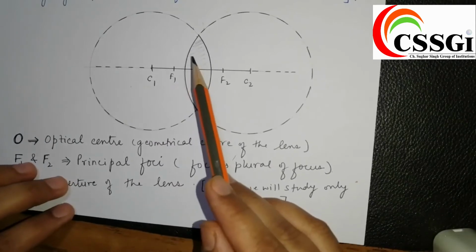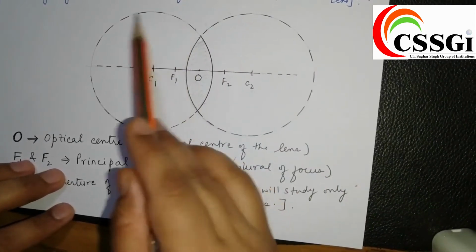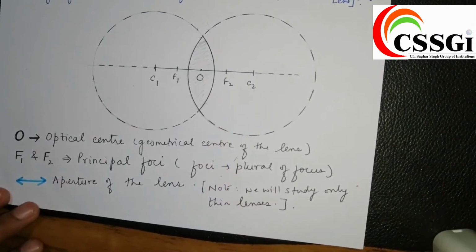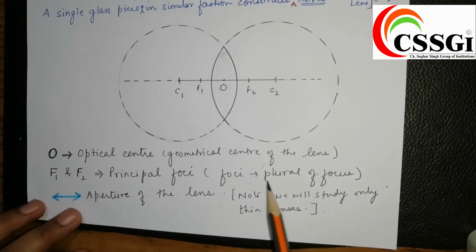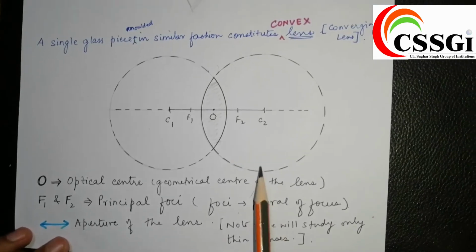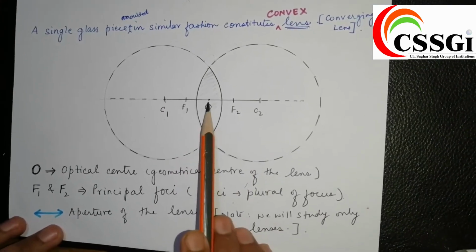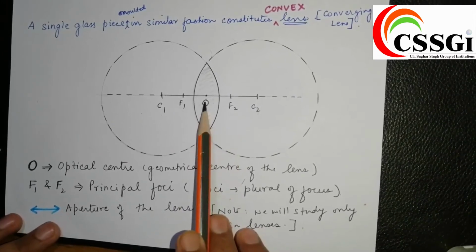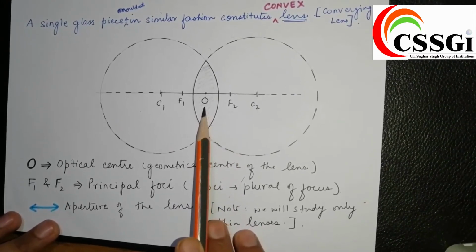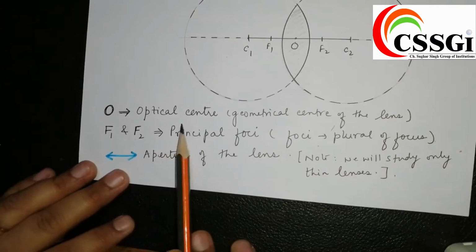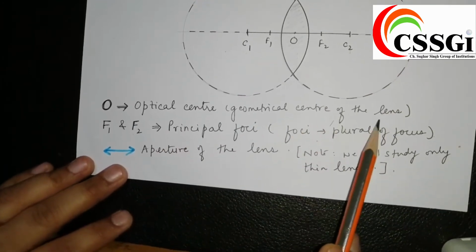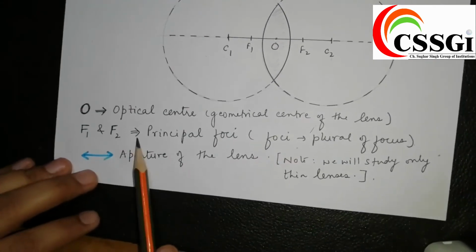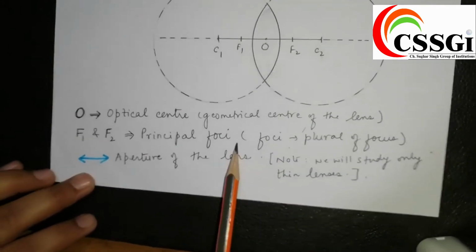But in case of lenses, there is an involvement of two spheres, so we have two principal foci. Principal foci is the plural of focus. Okay, so here there is another point to mark. The midpoint of F1 and F2 is called optical center and it is denoted by O. So optical center is the geometrical center of the lens. This is the midpoint of the lens. F1 and F2 are the principal foci as I told you earlier.